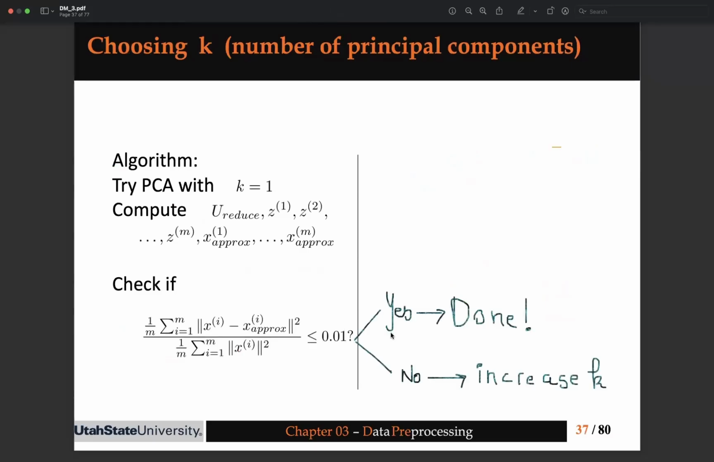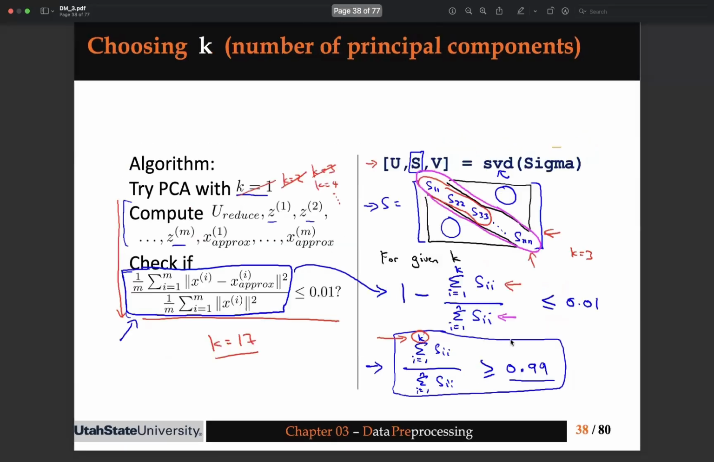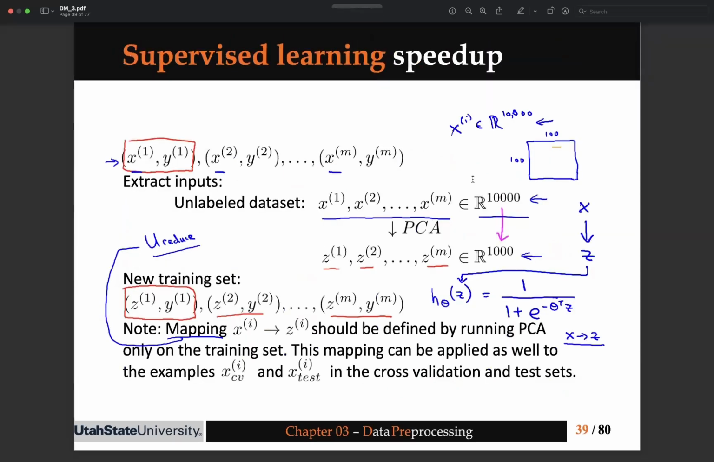The first way is to compute this ratio, which is X minus X approximation over the sum of all X's. This is great, but we have the extra step of computing X approx using the U reduce and Z. Now, a shortcut is just to grab my S, which I already have computed, and compute the ratio of the sum of the eigenvalues of the first K S's over the denominator, the sum of all the S's from the diagonal of my eigenvalue matrix.